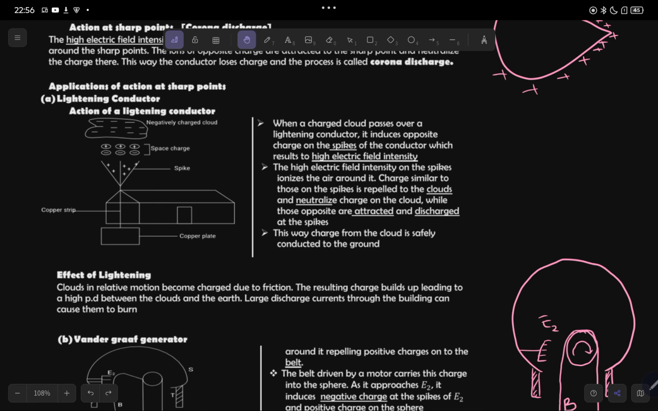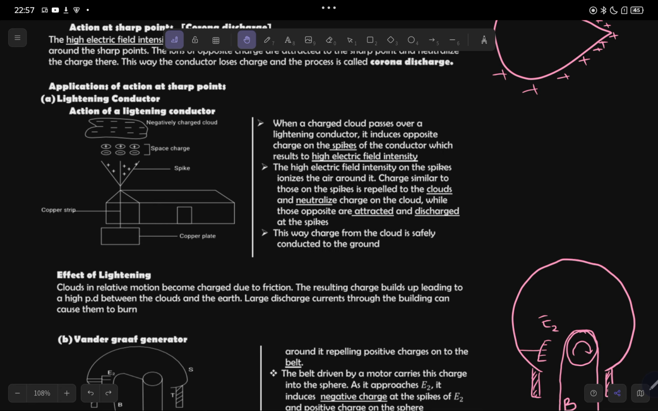Some others call it a lightning arrestor. Now, this arrestor is of course made by installing metal spikes, sharp spikes at the top, possibly at the sharpest point of the building, and then connecting those sharp spikes by means of a copper strip to a copper plate, which is often buried underground.